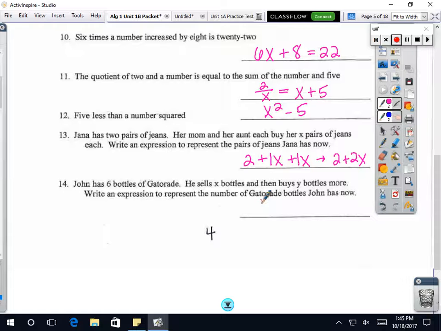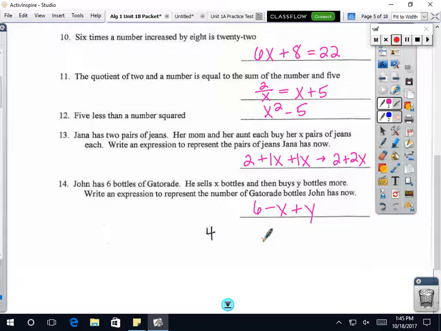Number 14, John has 6 bottles of Gatorade. He sells X bottles and then buys Y bottles more. Write an expression to represent the number of Gatorade bottles John has now. Very good. 6 is what he's starting with. He's selling X, so he's getting rid of X, and then plus Y because he's buying Y more.